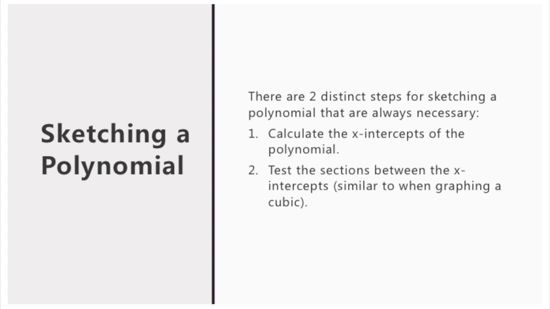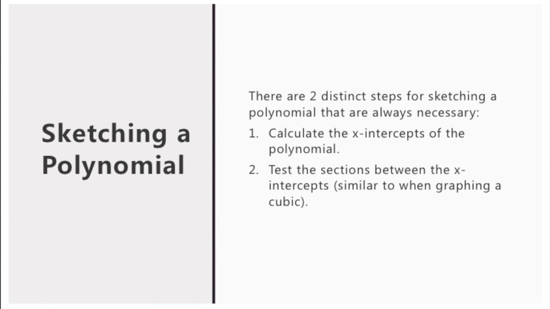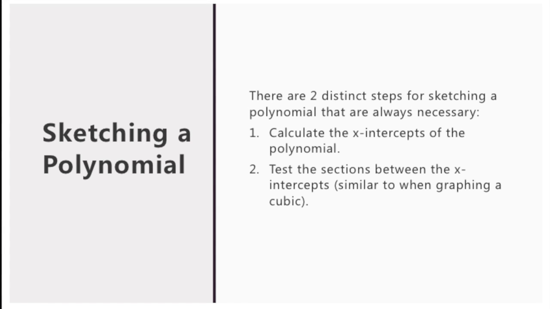For our lesson today, we're going to be focusing on sketching a polynomial. There are many ways that we can do this, but there are two distinct things that we need to make sure we do each time. That is finding the x-intercepts and then testing the points between the x-intercepts to make sure that we're hitting the right points. An additional step for this could be finding the y-intercepts as well, but the main two that we always need to do are finding our x-intercepts and then going through and testing the points between them.